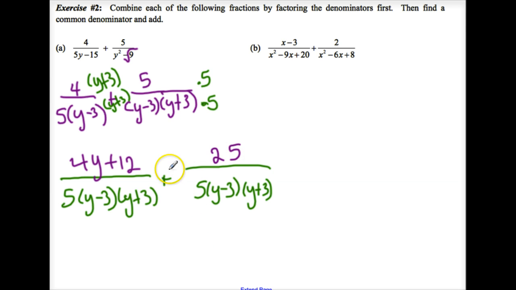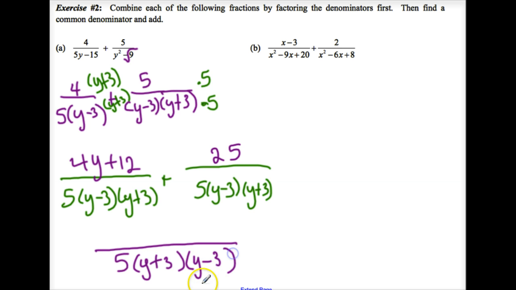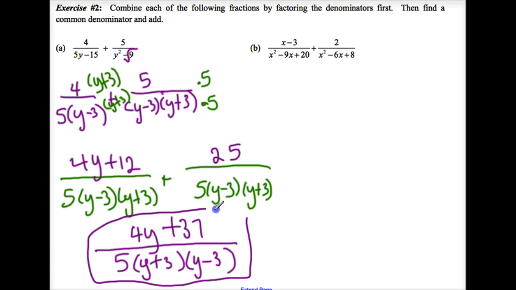Now that I have the same denominator, I write it back. And then in the top, my numerator, I am going to combine like terms. There's only one 4y. And then what's 12 plus 25? It's a positive 37. This is my final answer.